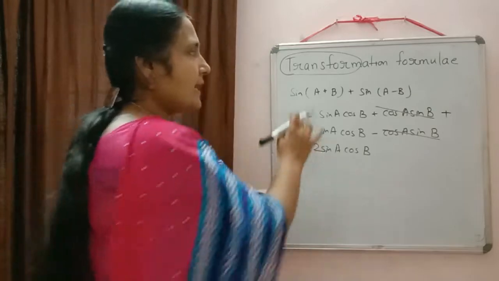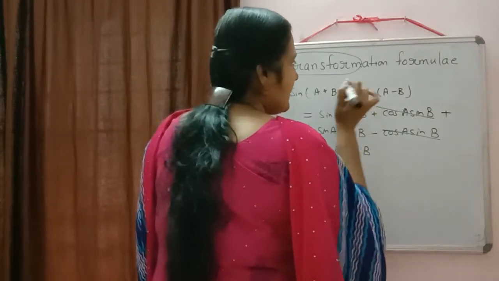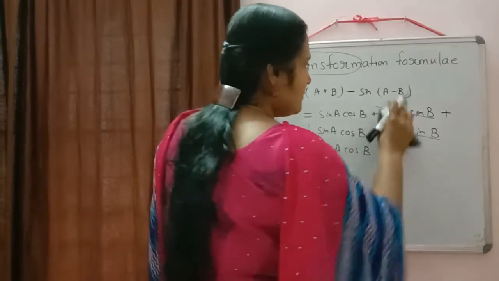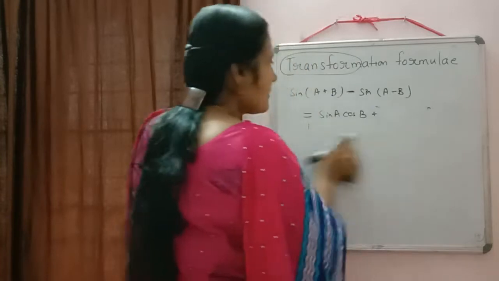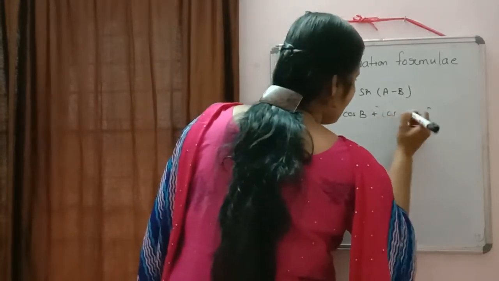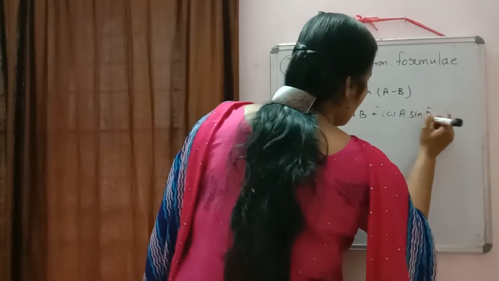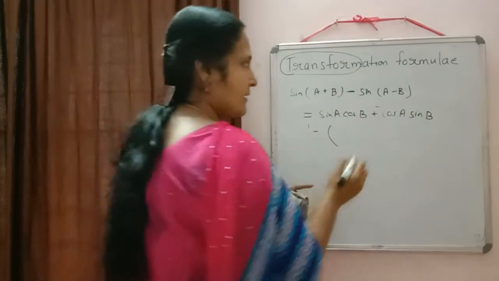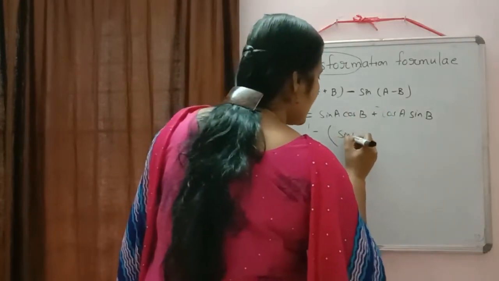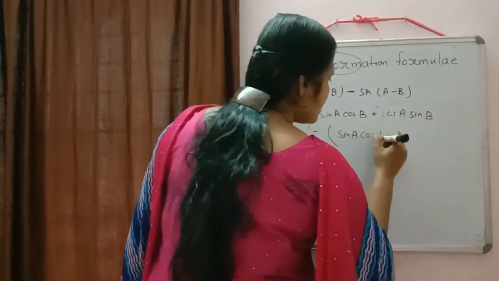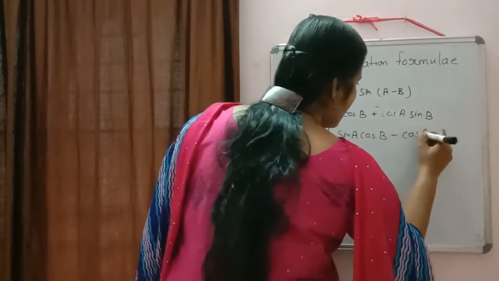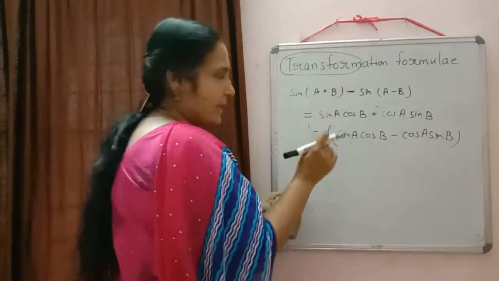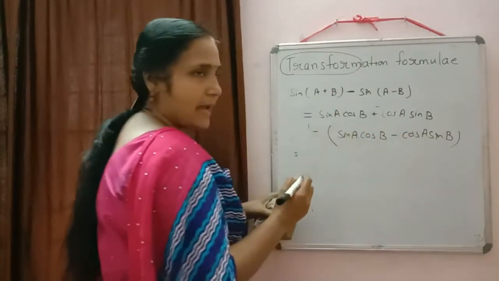Sin(A+B) minus sin(A-B). If that comes, what will happen? Sin A cos B plus cos A sin B. After that the minus sign is there, so whenever a negative sign is there, we put a bracket. Then we use the formula of sin(A-B), which is sin A cos B minus cos A sin B. After that we will open the bracket, and the negative sign will get multiplied inside.